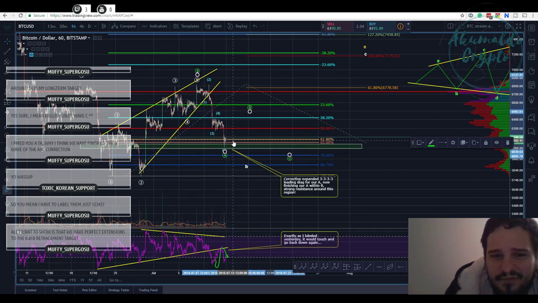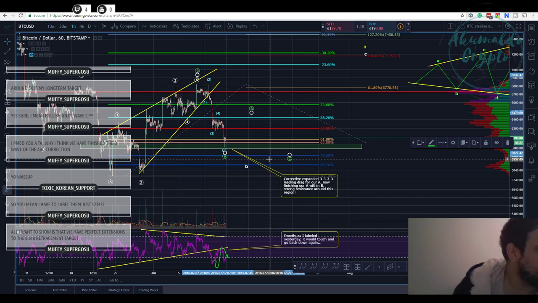And then I think we have one more wave down, or we have finished. Why do I think we have one more wave down? I don't see this reaction here strong enough to start going up and looking for a B here. I have presented a bullish count at the beginning. All I want to show is that we have perfect extension to do to a 0.618 retracement target. So you mean I have to label then just 1, 2, 3, 4, 5?